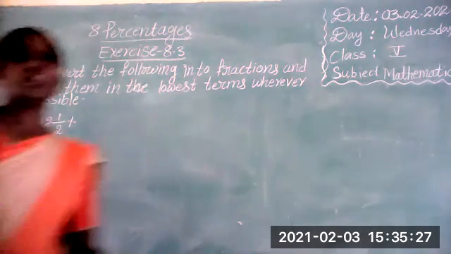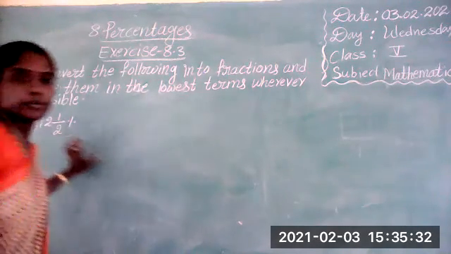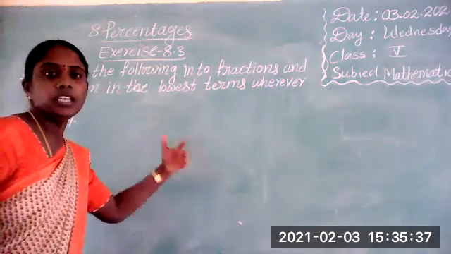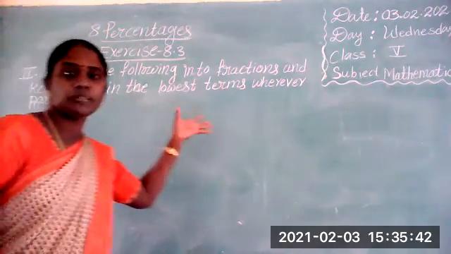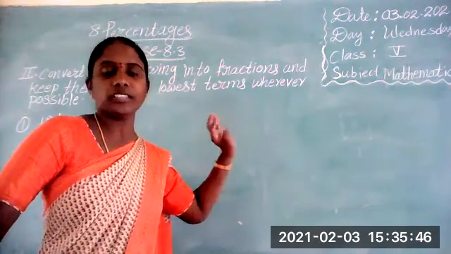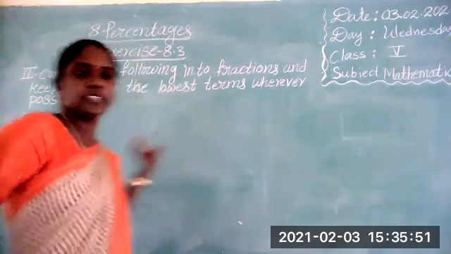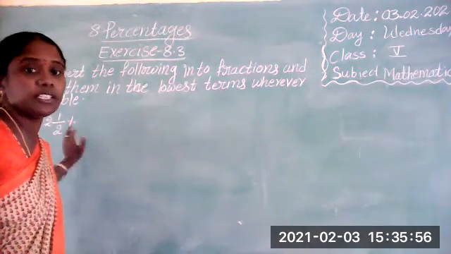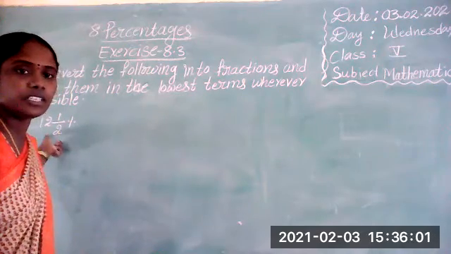Yes, 12 whole 1 by 2, come this side. 12 whole 1 by 2 is a mixed fraction. First, this mixed fraction has to change into an improper fraction. How can we change into improper fraction? Already we learned multiplication and division of fractions in the second unit. Did you remember? Very good. 12 2s are 24, 24 plus 1, 25. 25 by 2 is the improper fraction of the given mixed fraction.